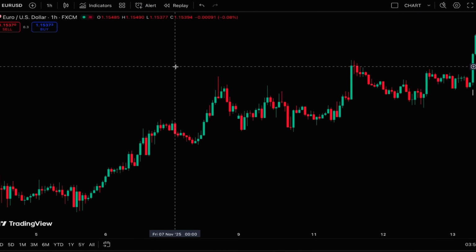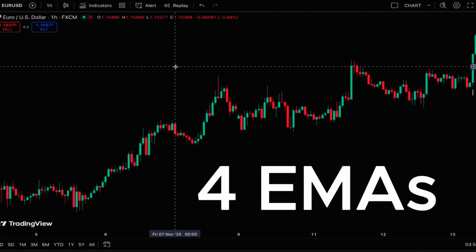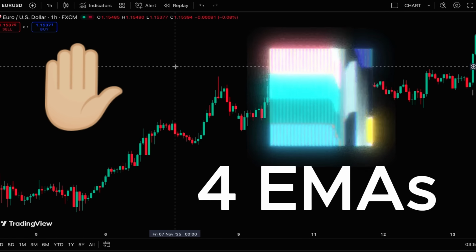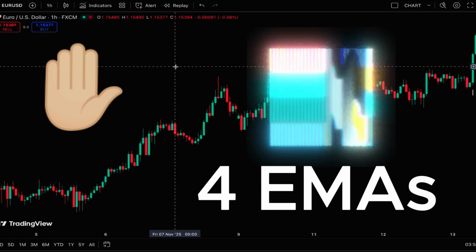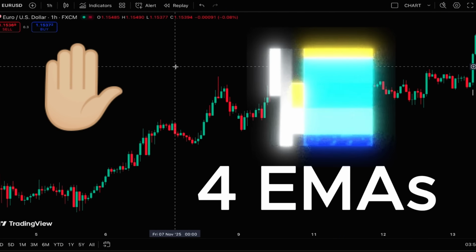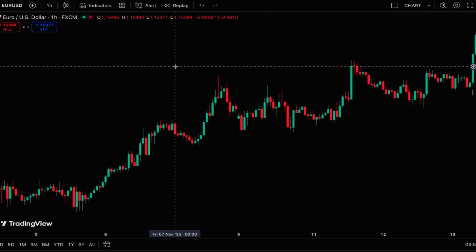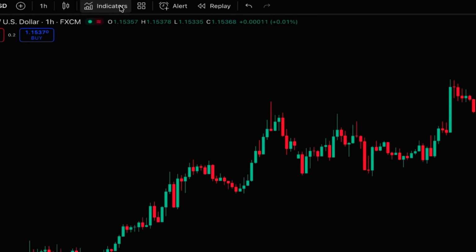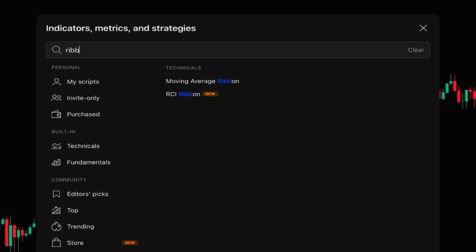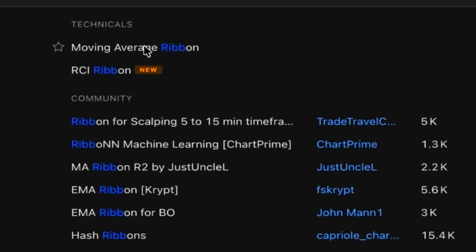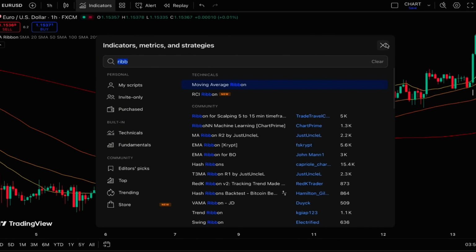Alright, we need to add 4 exponential moving averages to our chart, but this is not just a simple setup, and 2 of them are from an advanced indicator with complex algorithm. Alright, let's add the moving averages. Here we click on indicators and we search ribbon, this one, moving average ribbon, and now we need to change the settings of the ribbon.